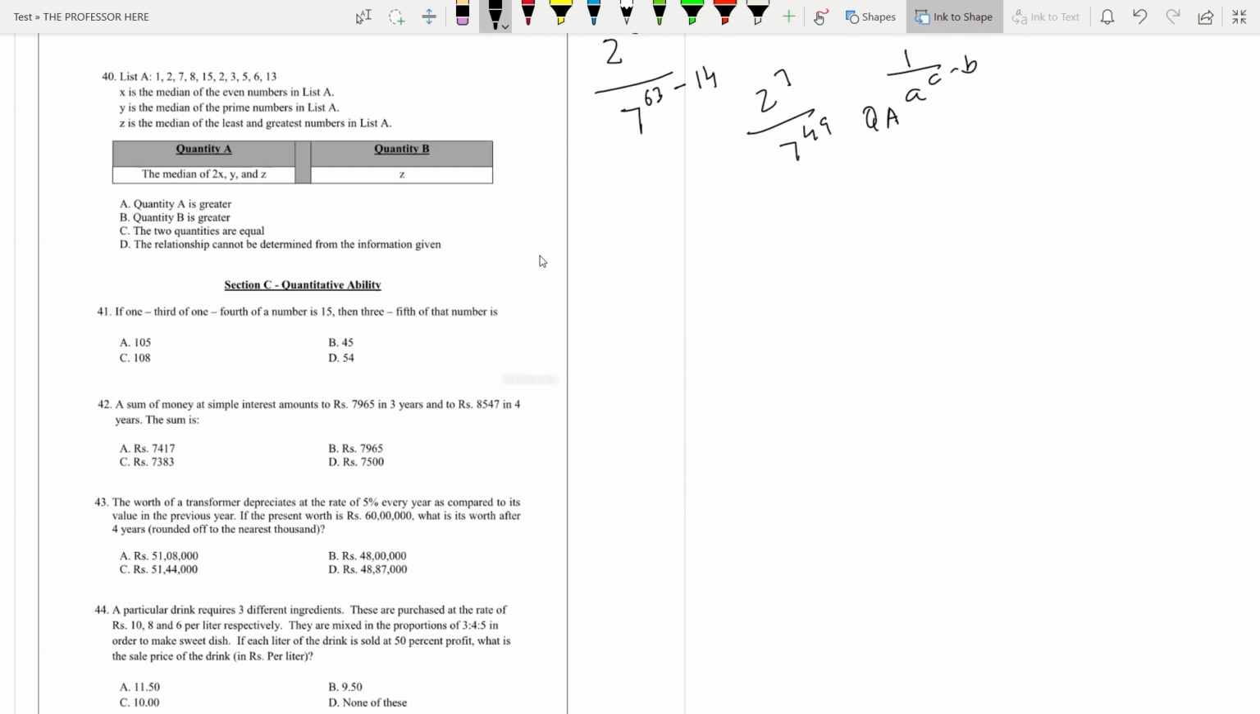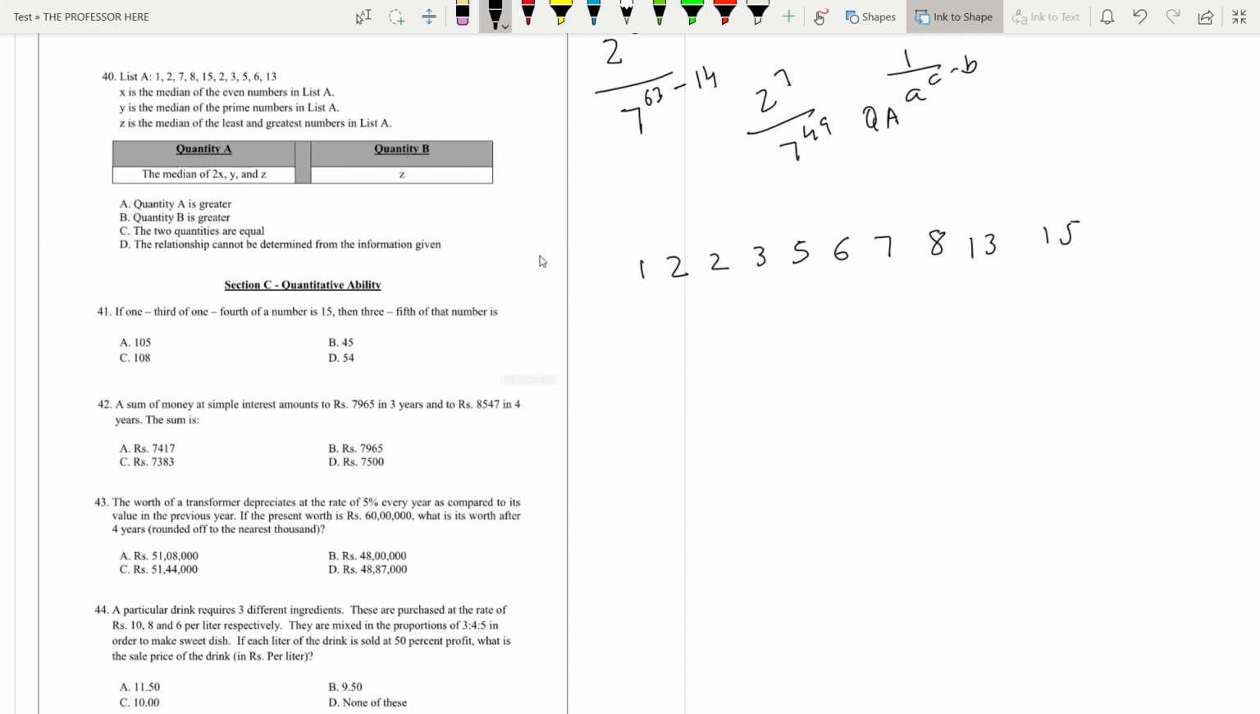Now we move on to the last question. We have to find the median. So we should first arrange the list A in numerical order. So it becomes 1, 2, 2, 3, 5, 6, 7, 8, then 13 and 15. So there is a total of 10 numbers. So this is the order of our list.